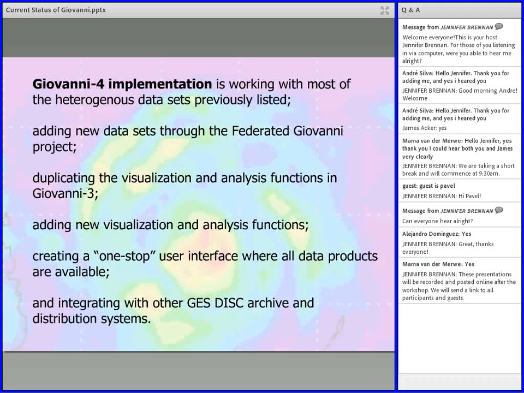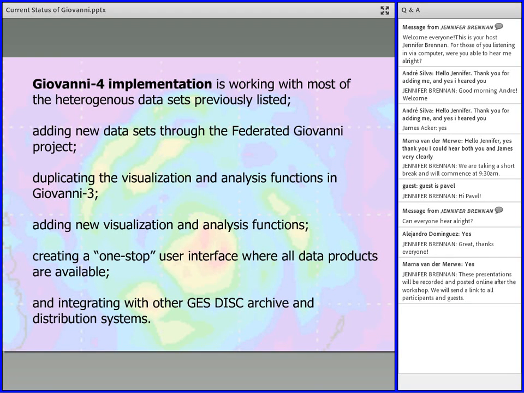Now, just a brief thing about Giovanni 4. As I noted before, they've been working on it for around 3 years. One of the reasons that it takes this amount of time is that they're trying to get all the different aspects for making the data sets that you've seen previously working. They're very heterogeneous. There's a lot of differences between them, and they're getting them working. We're adding new data sets. They have their own characteristics.